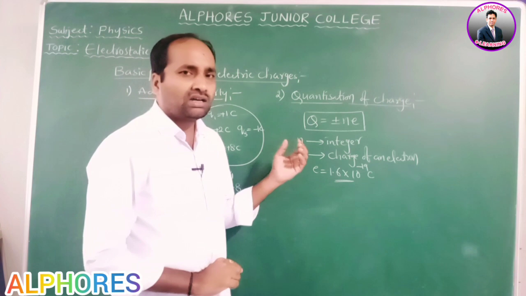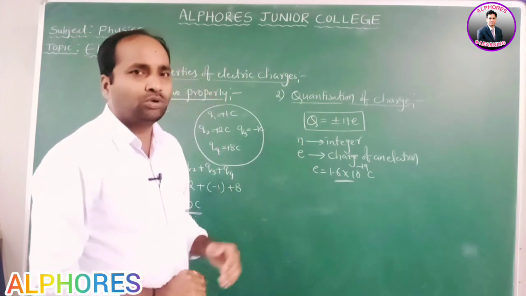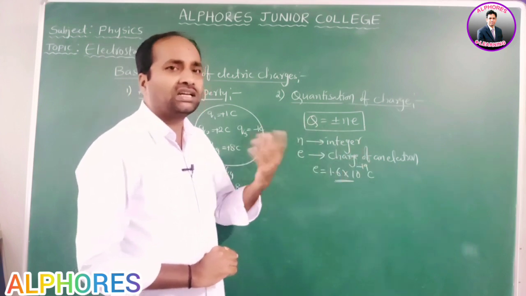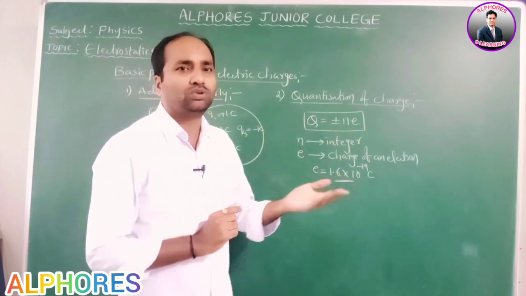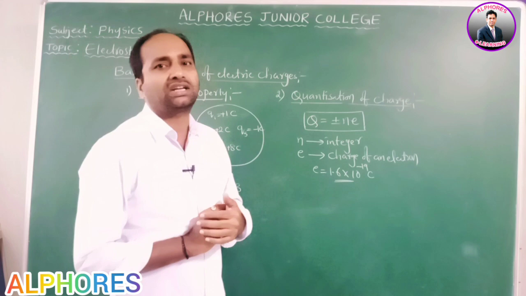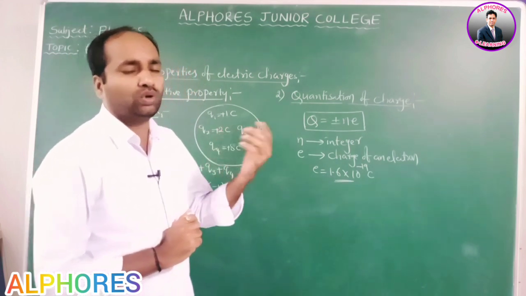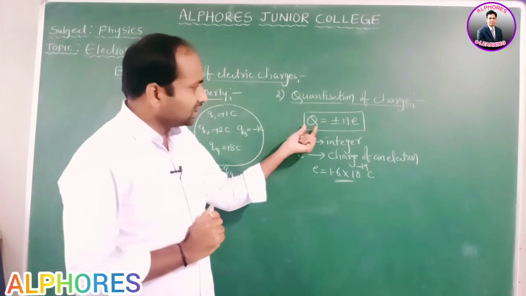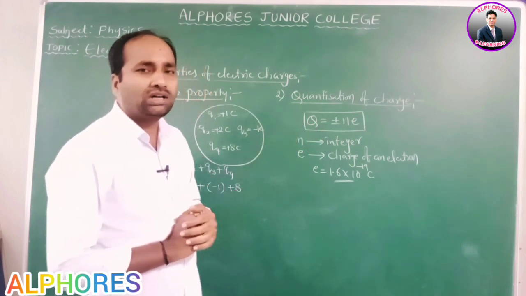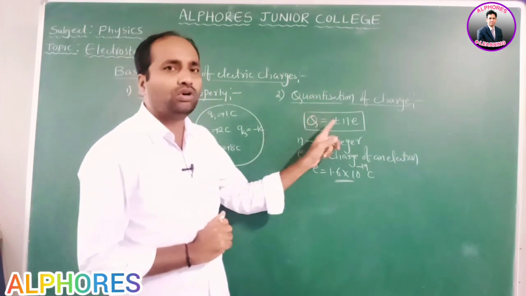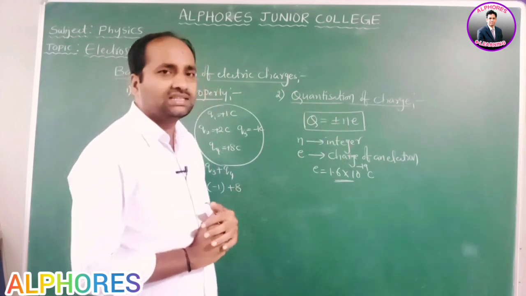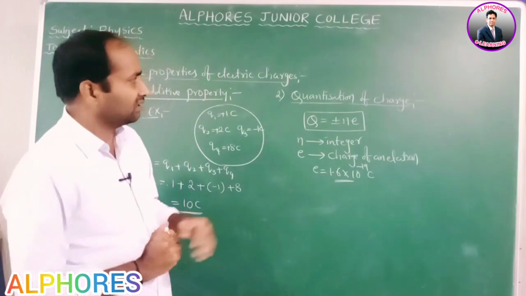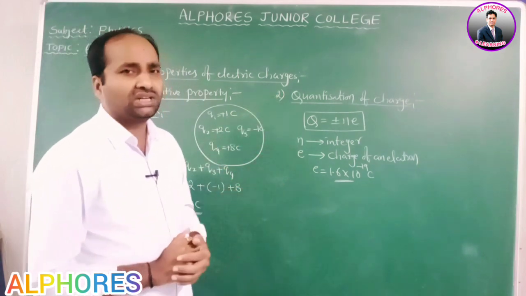In the last topic, whenever we discussed electrification, charged particles, electrons, were transferring from one body to the other body. Only an integral number of electrons transfers, either 2 electrons or 3 electrons, 4 electrons, like that. So we are saying the minimum charge that can be transferred from one body to another body is equal to an integral multiple of the charge of an electron. So this is quantization of charge.